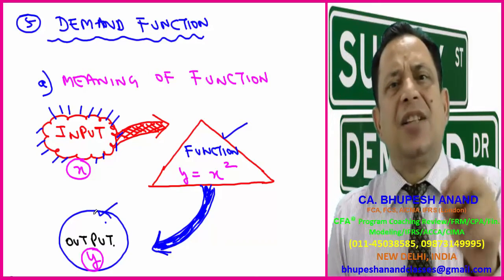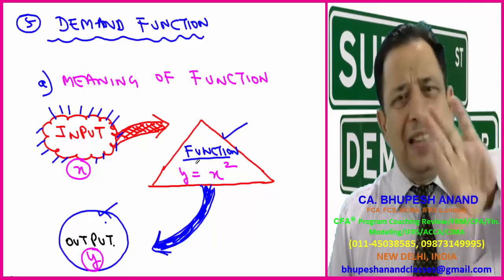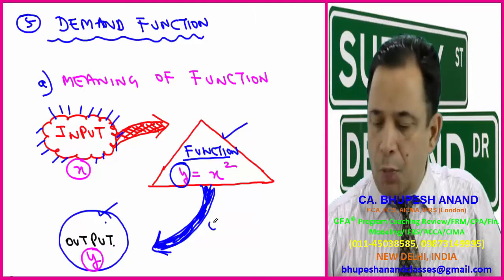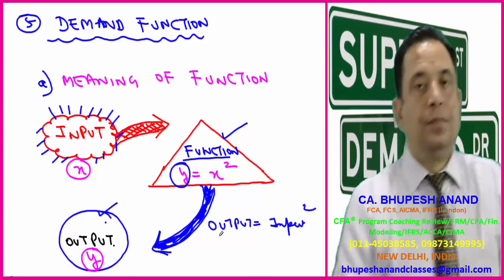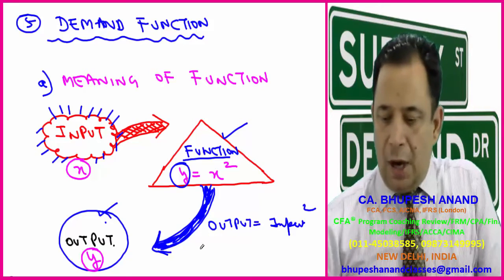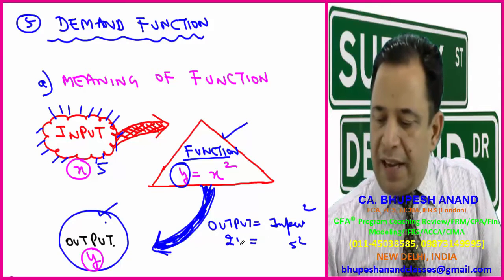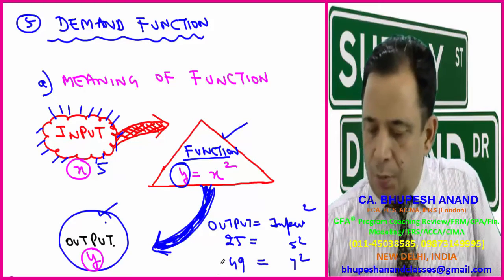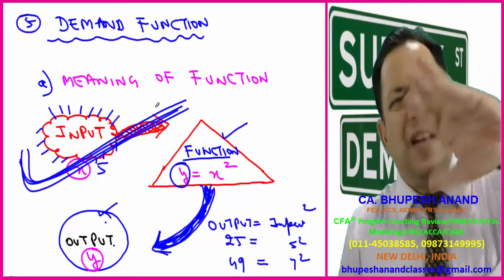Let me relate x as input, and let me relate the function as y is equal to x square. It can be anything. And third is output, which I relate as y. So output is equal to input whole square. Just for understanding purposes, I have written output is equal to input whole square. So, for example, if input is 5, output will be equal to 25. If input is 7, output will be equal to 49. This is the basic definition of a function.